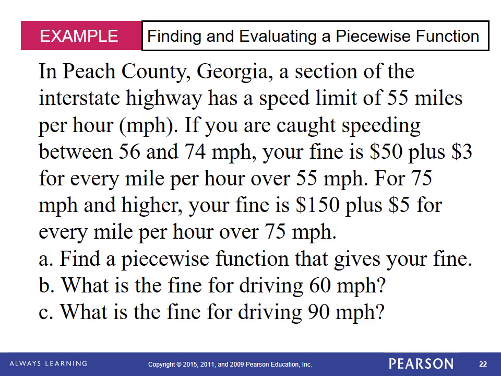All right, here's an example problem to go with the practice problem, because they span the same thing. Another one is this whole concept of speed limits. In Peach County, Georgia, a section of the interstate highway has a speed limit of 55 miles per hour. If you're caught speeding between 56 and 74 miles per hour, your fine is $50 plus $3 for every mile over 55.